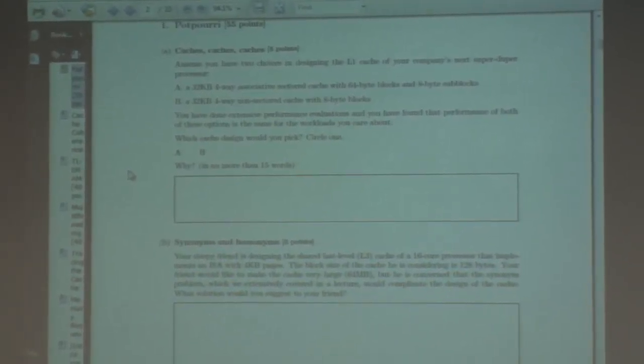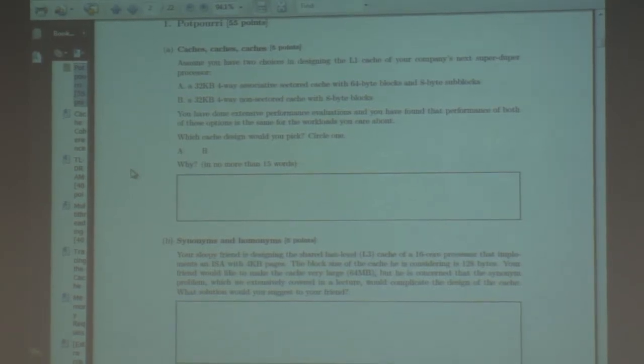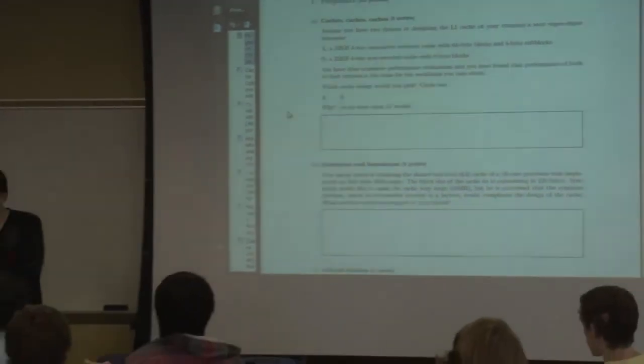Let me start by going over the exam, with the first question on caching. Which design would you pick? Any quick answer? This one should be really easy. Sectored or not sectored? Sectored. Why do you want to pick the sectored cache? You have less tag overhead and the performance is the same for the workloads you care about. Yeah, pretty much.